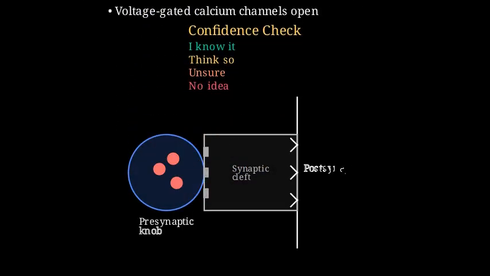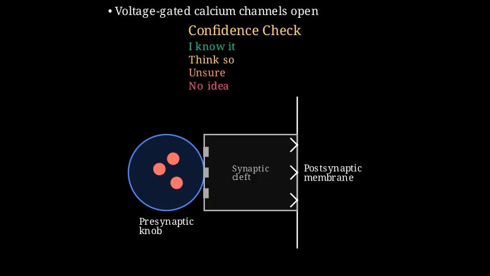Now, let's build a visual diagram of a synapse. On the left, we have the presynaptic neuron. On the right, we have the postsynaptic cell. The small gap between them is the synaptic cleft. We'll use this diagram to visualize each step in the correct order.